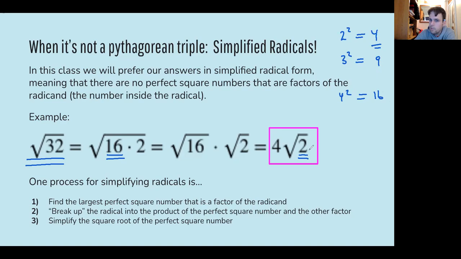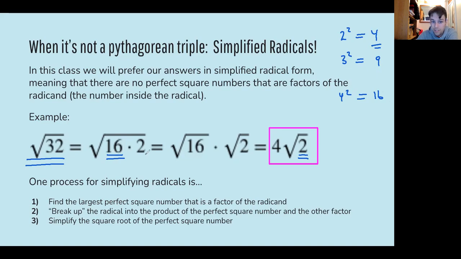So here's the process of simplifying the square root of 32. This is just one way to do it. This is the way that I'm going to teach it, but if you have a different method, feel free to continue using that. So I like to look at my number, find the largest perfect square factor that's a factor of that number, factor it.